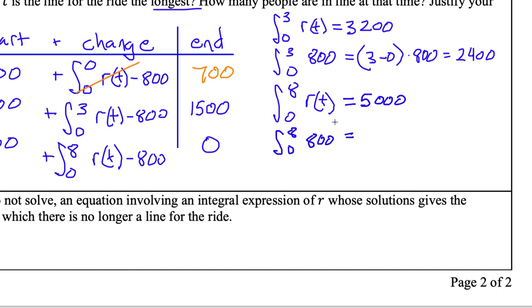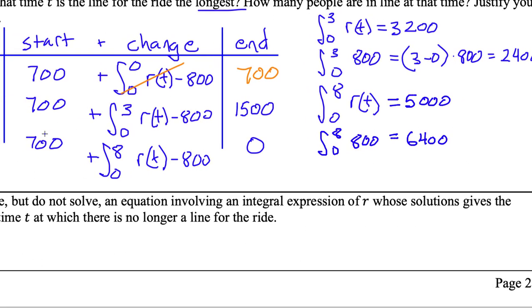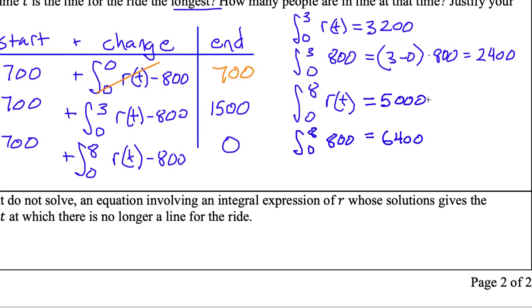Ooh, there's some mistake that I've made, because 8 times 8 is 64. So this is actually 6,400. And that doesn't add up to negative 700. We should get negative 700 because 700 plus negative 700 is 0. So theoretically, our mistake should lie right here.